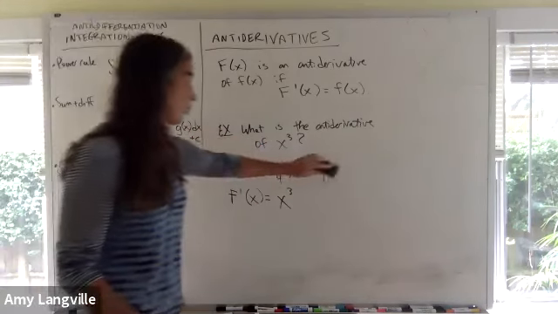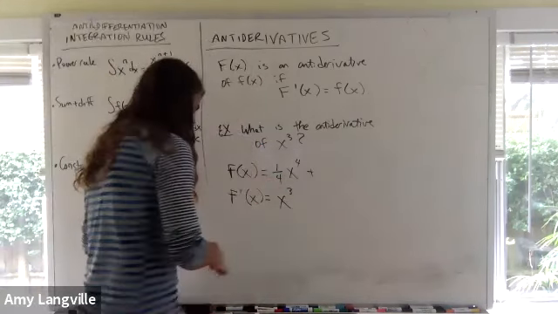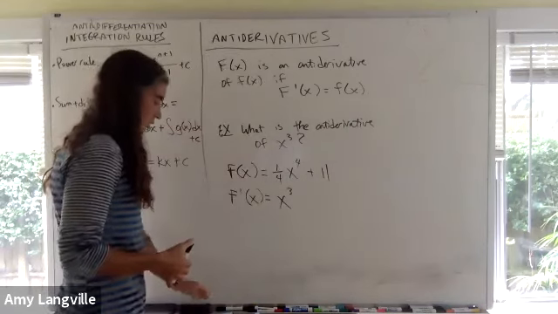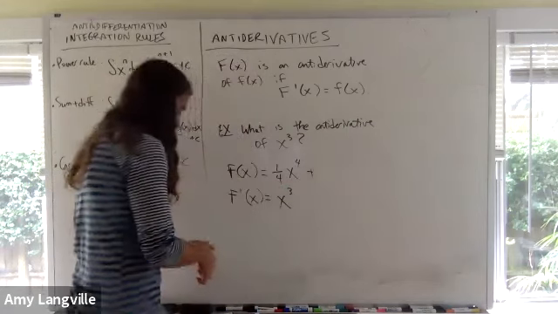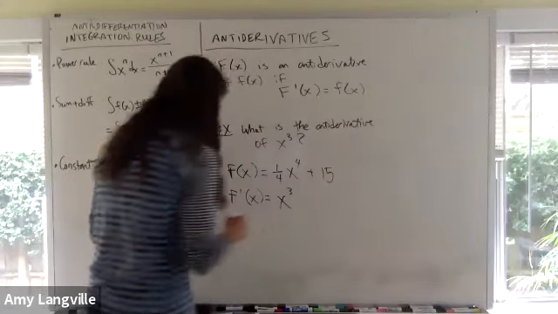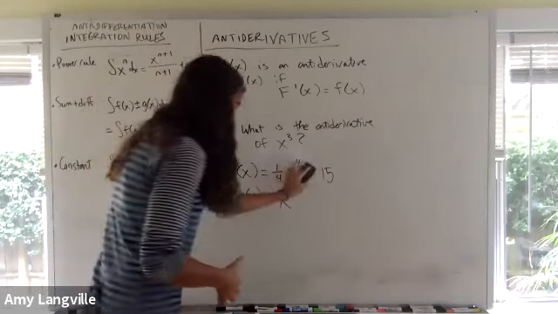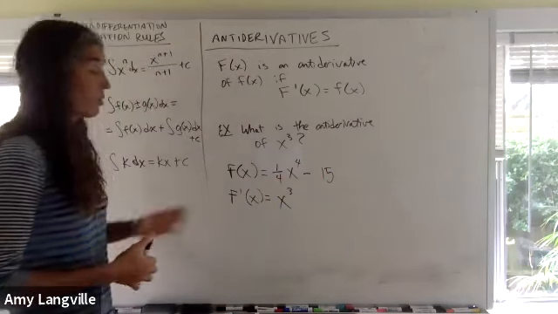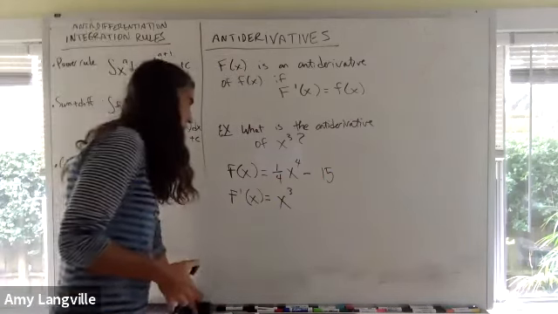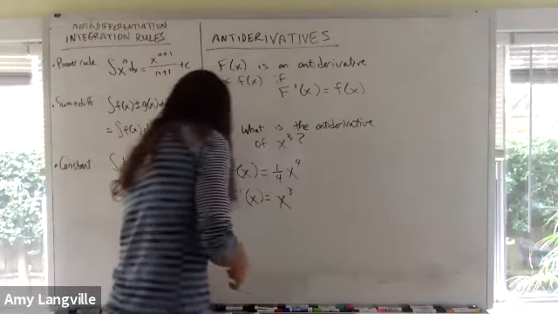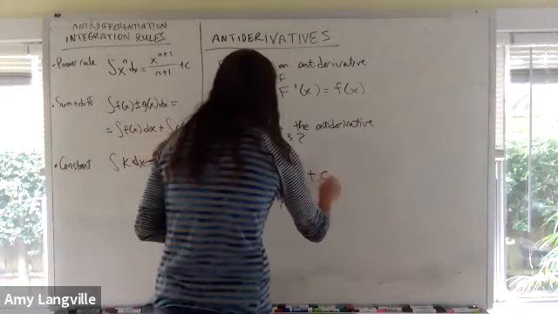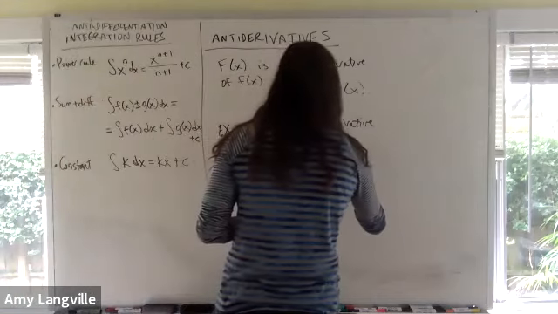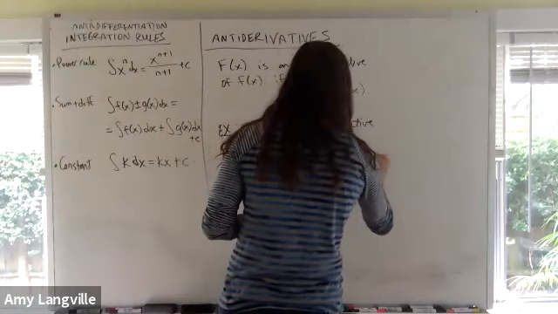of x cubed, but so is 1/4 x to the fourth plus 11. That's also a function that when I take its derivative, I get x cubed. So is plus 15. So is minus 15, right? The derivative of any constant, whether it's positive or negative, is 0. So in general, to cover all those possibilities, we often say 1/4 x to the 4th plus C, where C is what is called your constant of integration. So any constant will do.